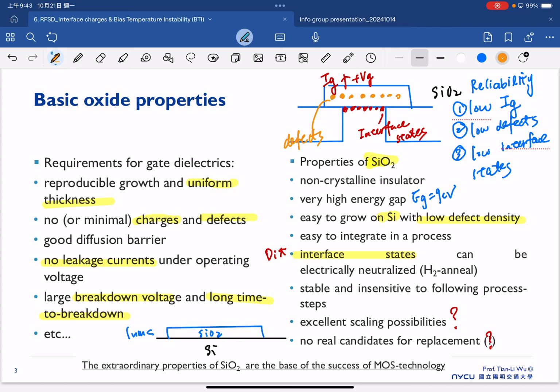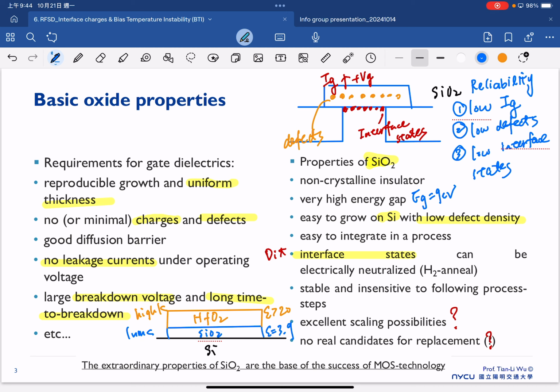And nowadays, another high-K material, for example hafnium dioxide, is generally called high-K because the dielectric constant is beyond 20, while our silicon dioxide only has a dielectric constant of 3.9. But the dielectric constant is beyond 20 in the high-K material.